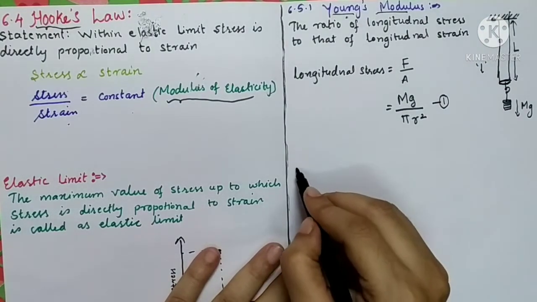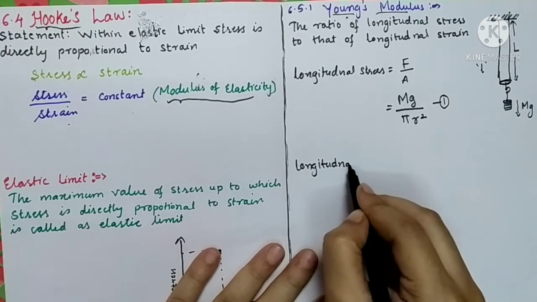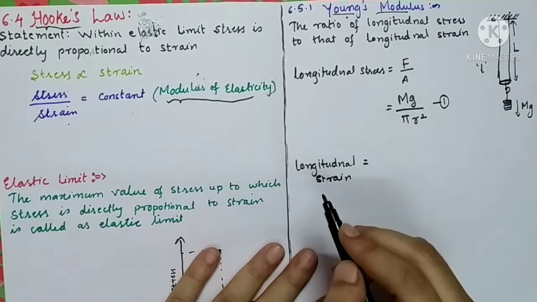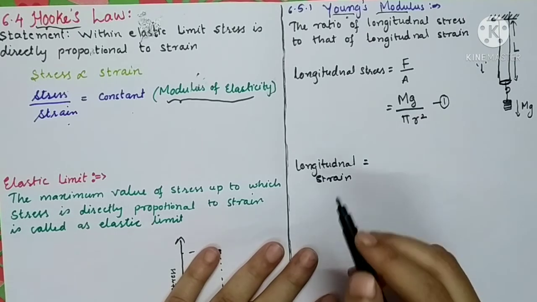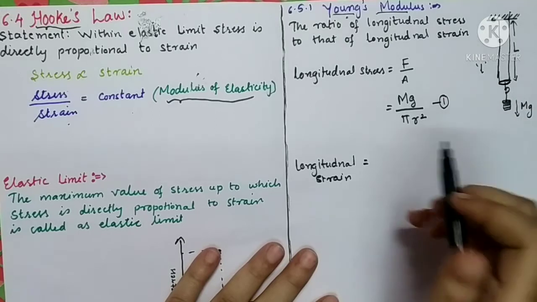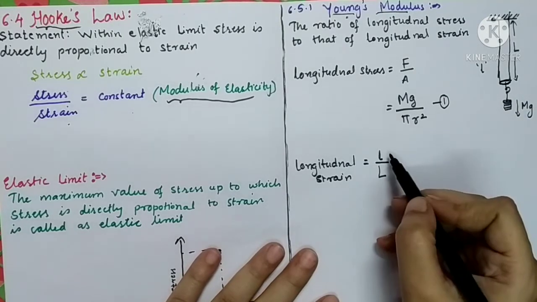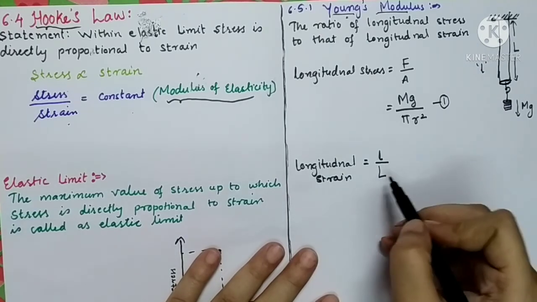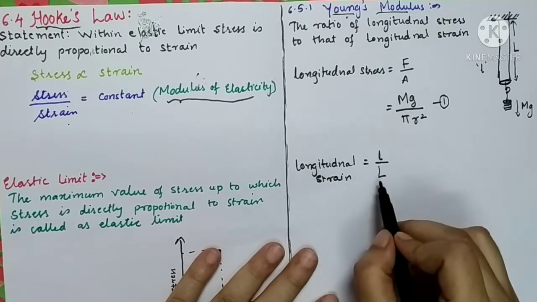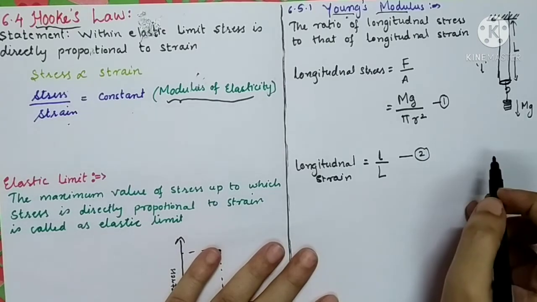Now let's calculate longitudinal strain. Strain is nothing but change in dimension per unit original dimension. Here the change corresponds to the change in length, so we will say that it is nothing but change in length per unit original length. As small l is the change in length of the wire and capital L is the original length of the wire, the longitudinal strain will have the formula small l upon capital L. Give this one as equation number 2.